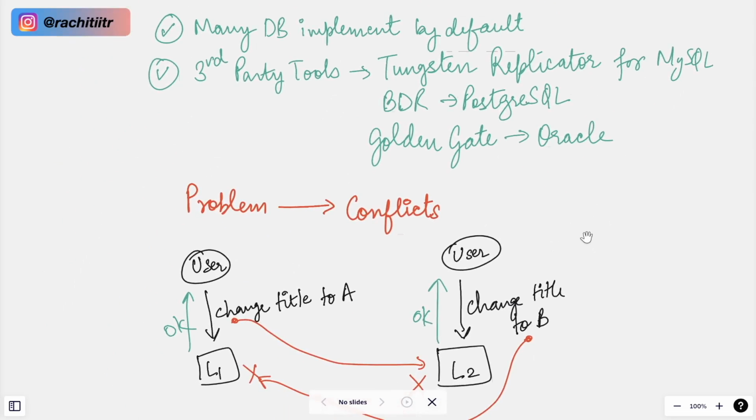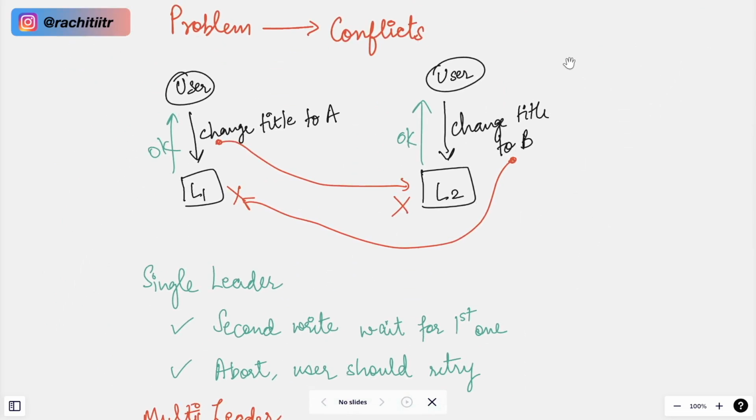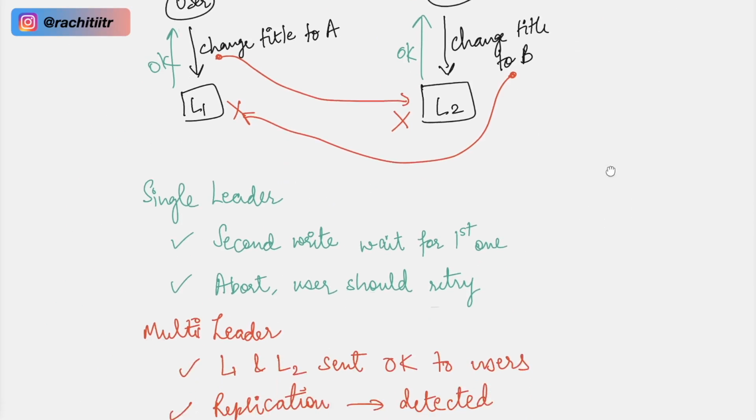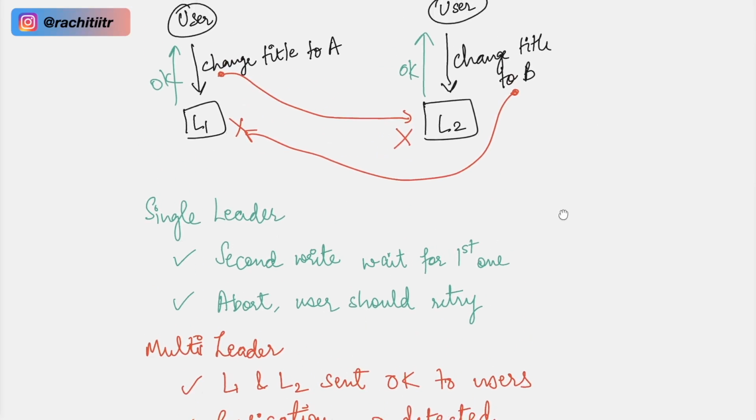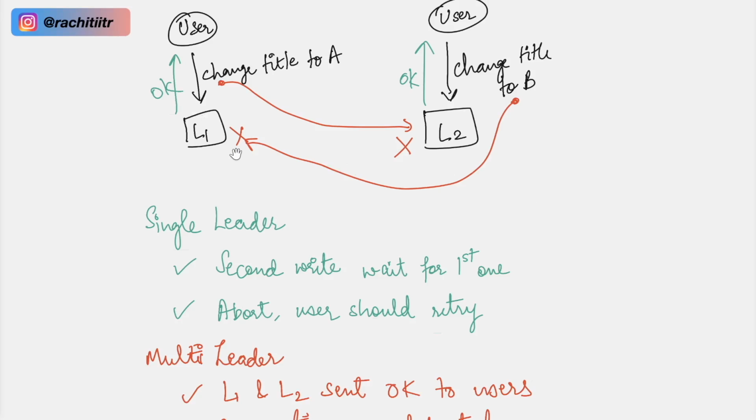Now once you are detecting them, you have to solve them. But before, how do you detect there is a conflict? Let's talk about that for a few minutes. In single leader, this case wouldn't happen. Why? Because you have just one leader, so both writes will come to it.